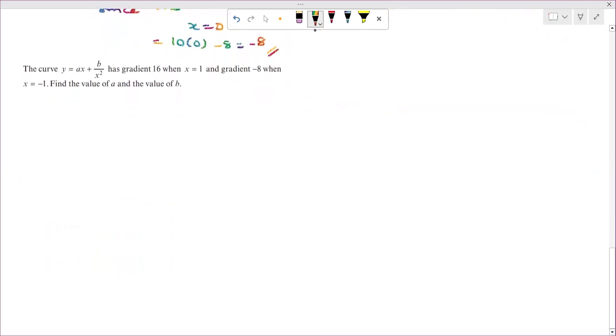Next question. The curve y is equal to ax plus b by x square has gradient 16 when x is 1, and gradient minus 8 when x equals minus 1. So we need to find the a and b values. There are two simultaneous equations you will be getting. First of all, you find out dy by dx. Gradient is nothing but dy by dx.